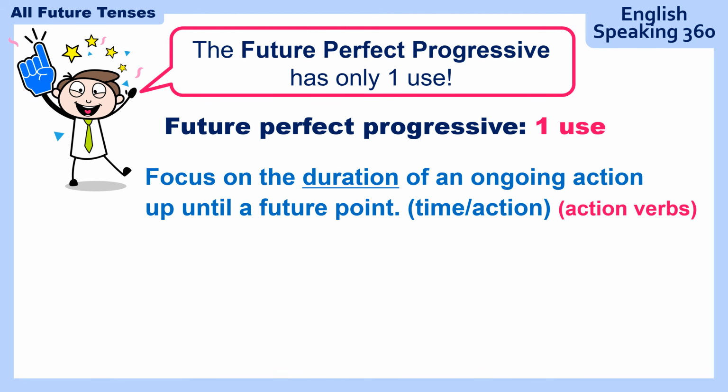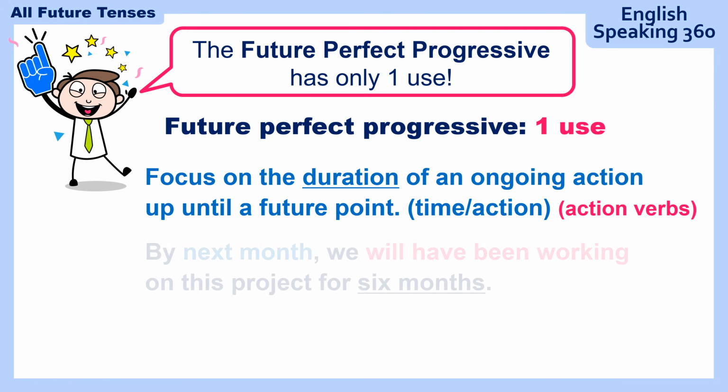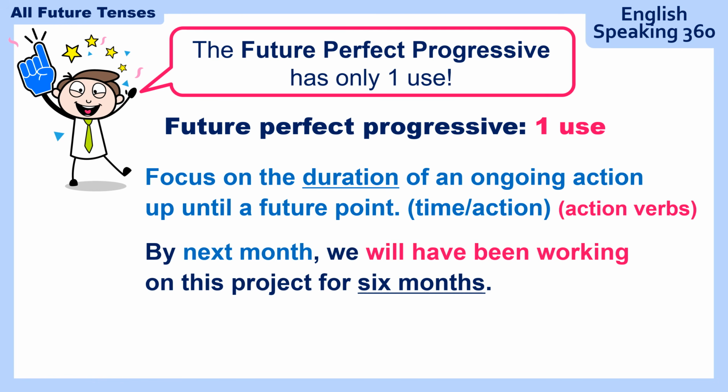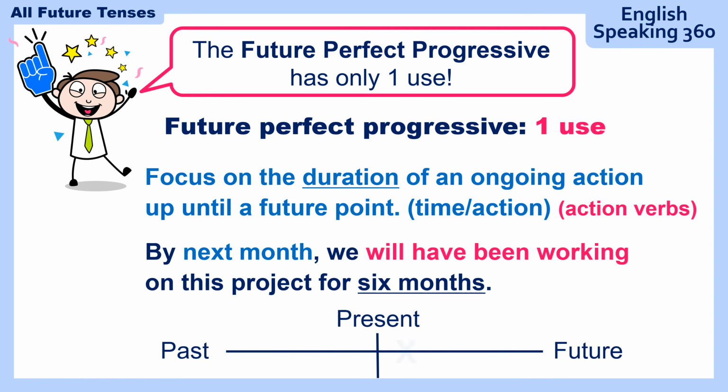Here it is. Focus on the duration of an ongoing action up until a future point. But the future point can be a time or an action. And that is only for action verbs, not for state verbs. For state verbs, you have to use the future perfect. Okay? Here's an example. By next month, we will have been working on this project for 6 months. So here we go. By next month, we will have been working on the project for 6 months.